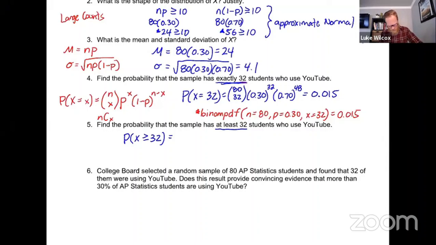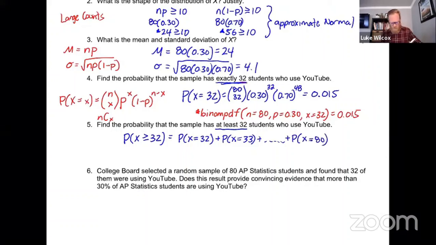So I'm going to write that out here by saying that this is just the probability that x equals 32 plus the probability that x equals 33 plus 34, 35, 36, 37, all the way up to the highest possible value that x could be, was that all 80 students were YouTubers. So the final term here would be the probability that x is equal to 80.